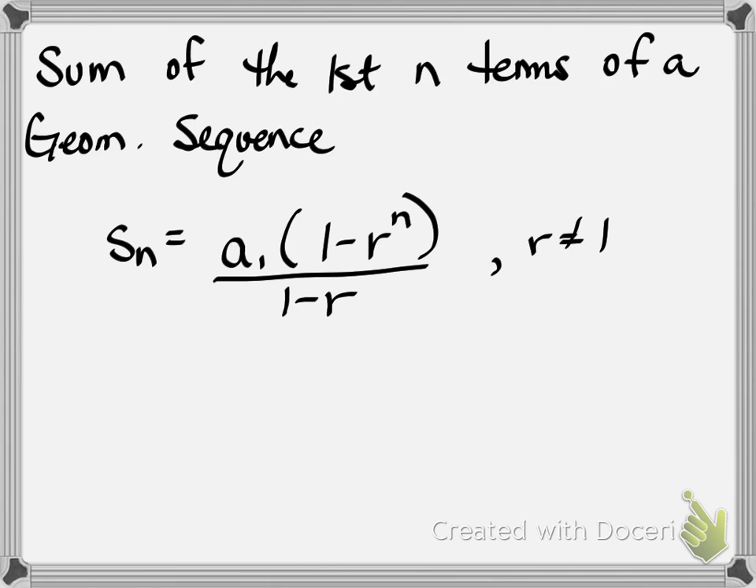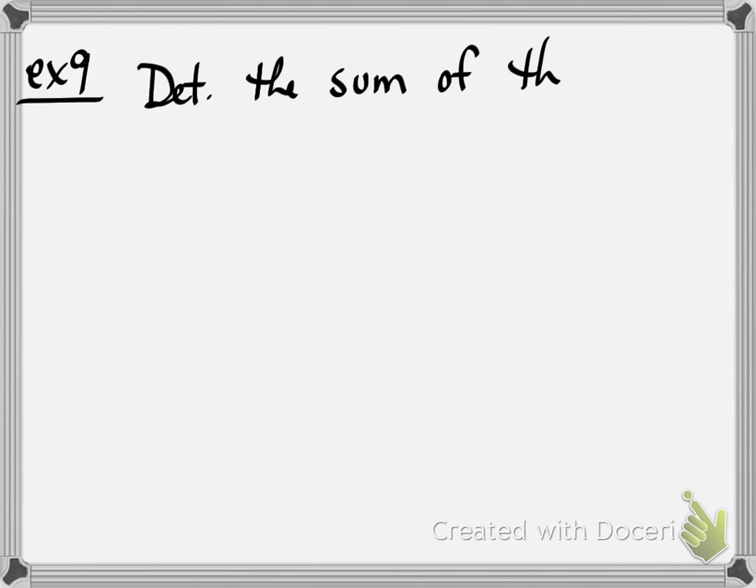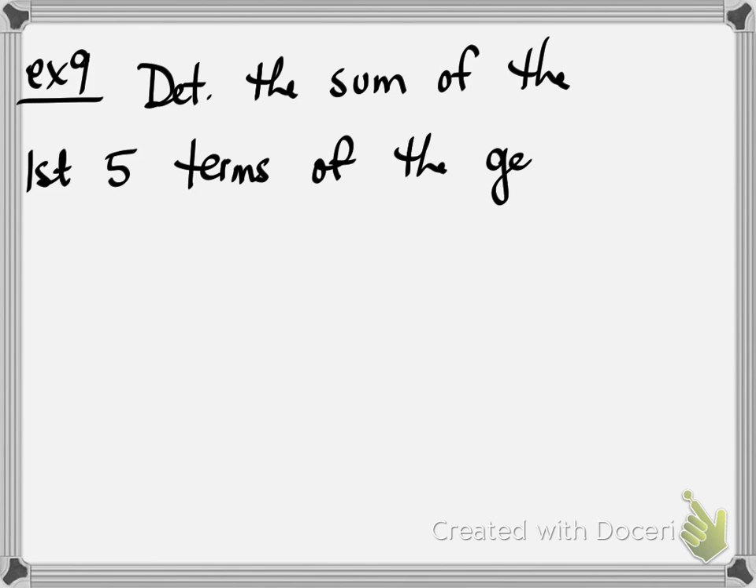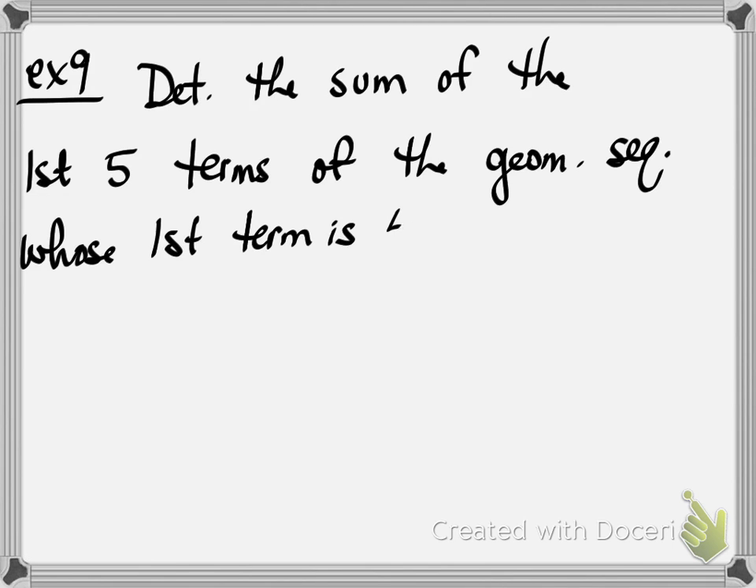So here's our formula. For example 9, we're going to try to use this formula. It's your last example. Determine the sum of the first 5 terms of the geometric sequence whose first term is 4 and whose common ratio is 2.